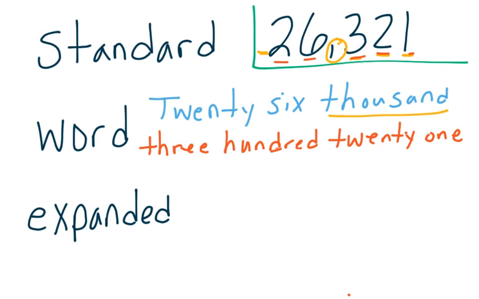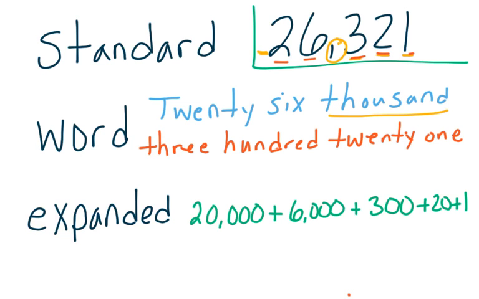So when we write in expanded form, here's what it would look like. Each of the values of those digits is separated by a plus sign. So we have 20,000 plus 6,000 plus 300 plus 20 plus 1.